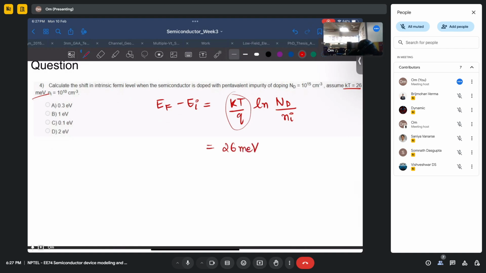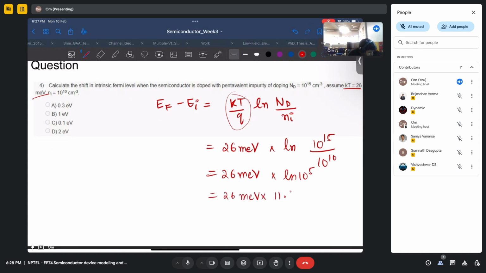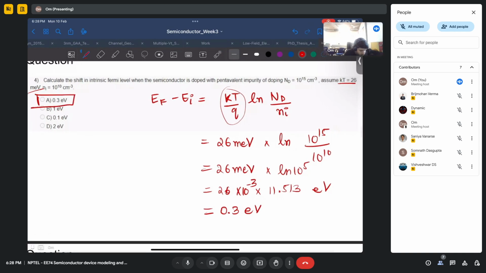26 milli electron volts into ln, and ND is 10 to the power 15, Ni is 10 to the power 10. So 26 milli electron volt into ln 10 to the power 5. What is ln 10 to the power 5? It is 11.513. If you solve this, it will come out to be approximately 0.3 electron volt. 26 milli electron volt just means 26 into 10 to the power minus 3 electron volt. So 0.3 is the answer.